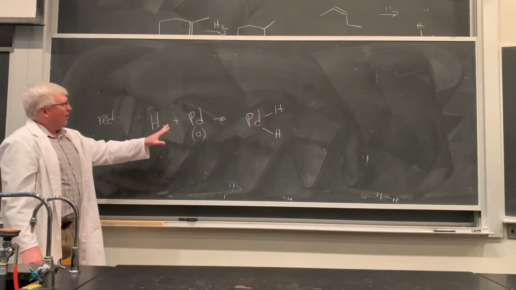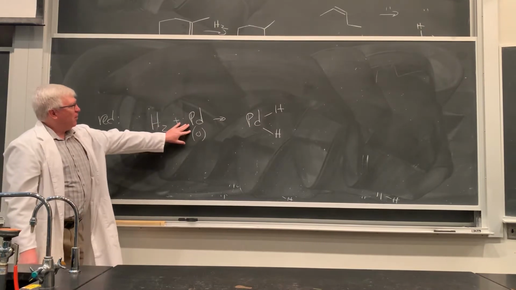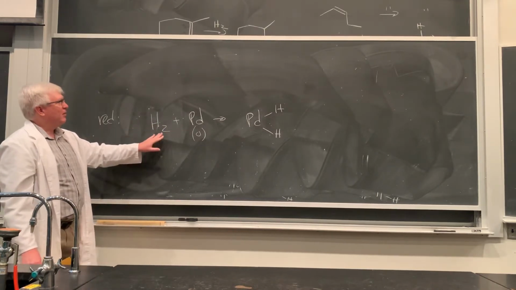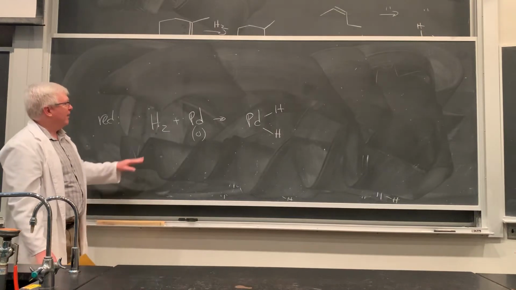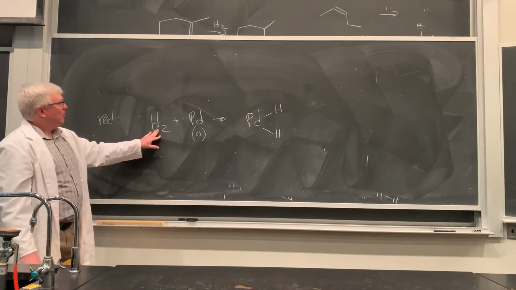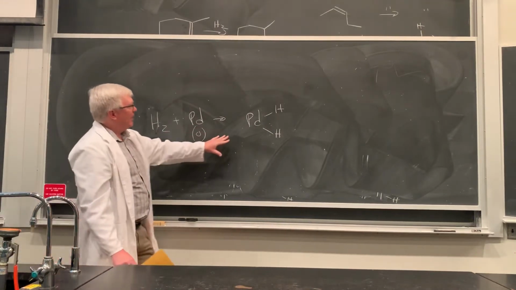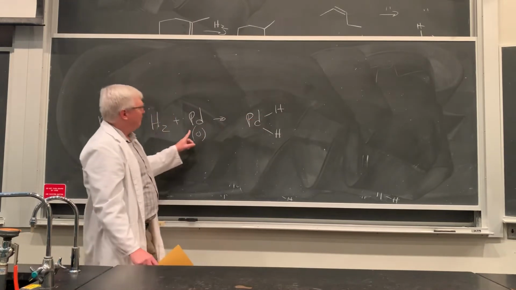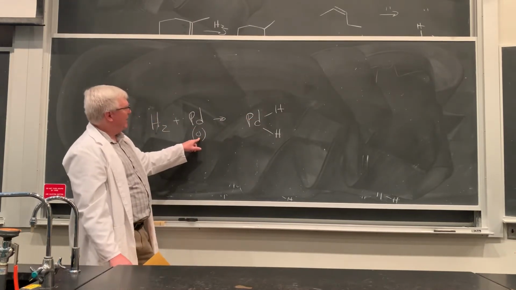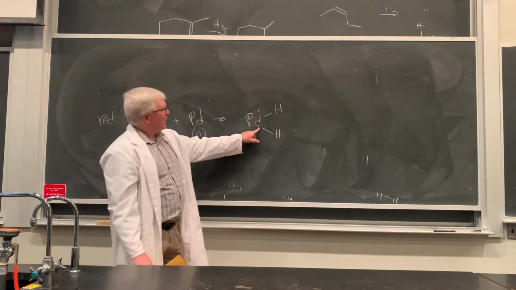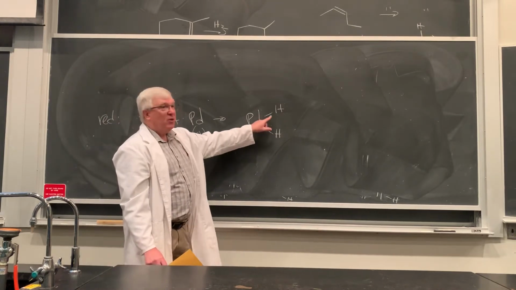You can weigh out or add in a very small amount of palladium. You don't need very much. Less than 1 mole % is needed here. But the hydrogen bond is actually broken by the palladium to form a palladium hydride. And notice that goes from palladium in the 0 oxidation state to palladium in what? The +2 oxidation state.